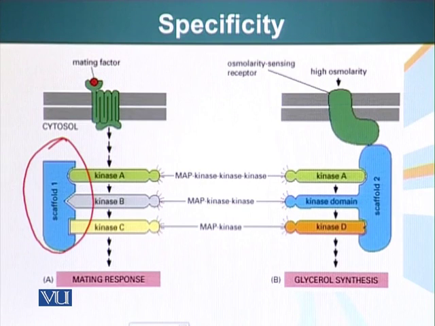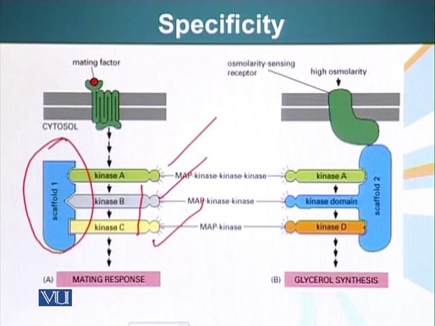For example, you will see in this example, here there's a scaffold 1, and it can accommodate kinase A, kinase B and kinase C. This scaffold protein is restricting how the signal is transmitted. It is transmitted from A, B to C.